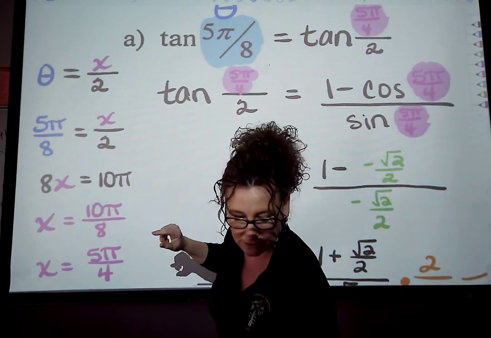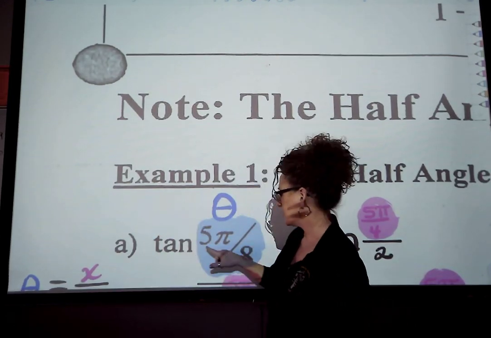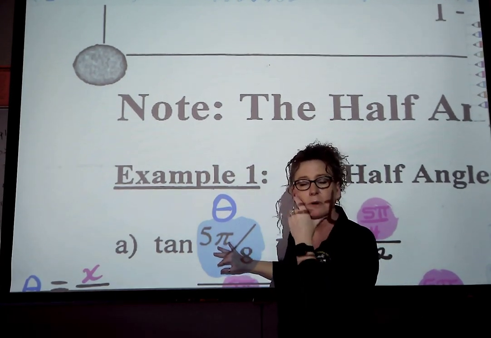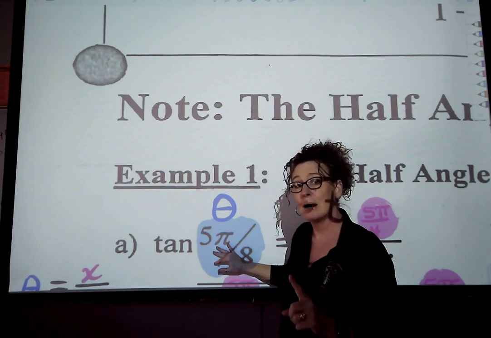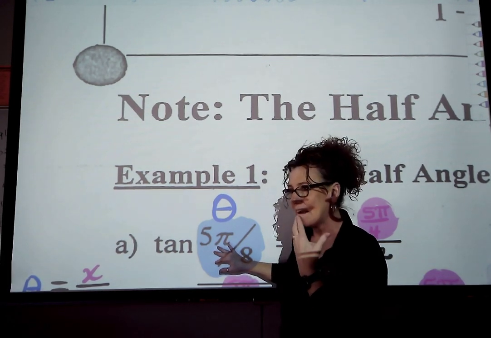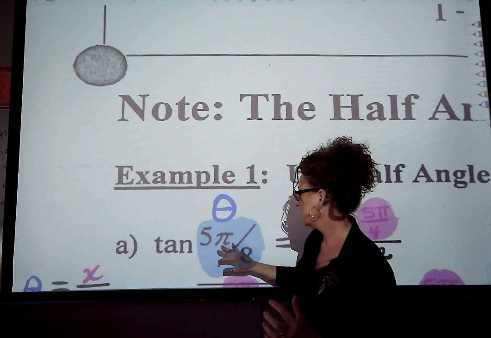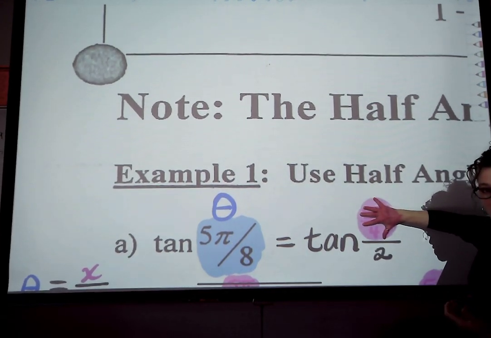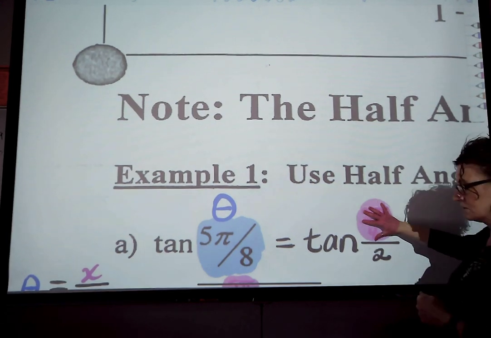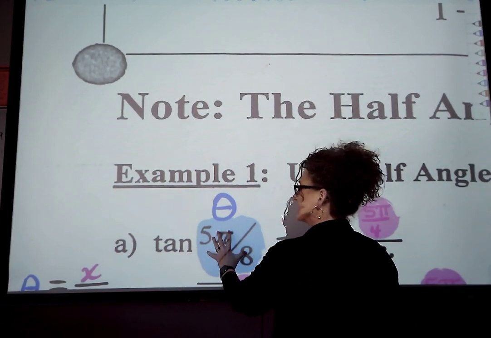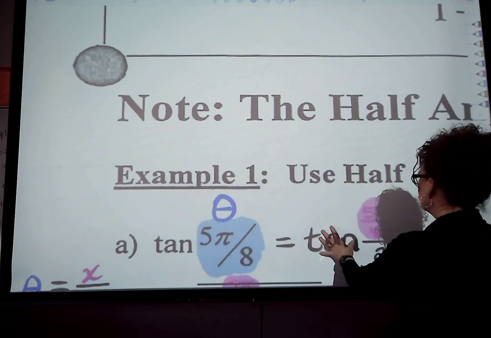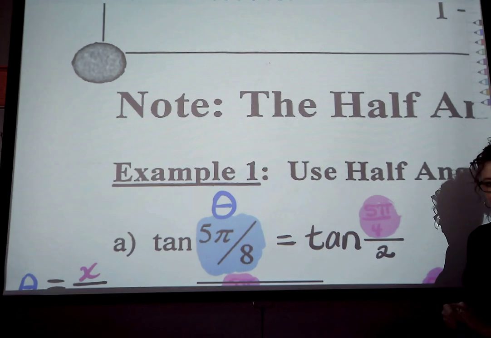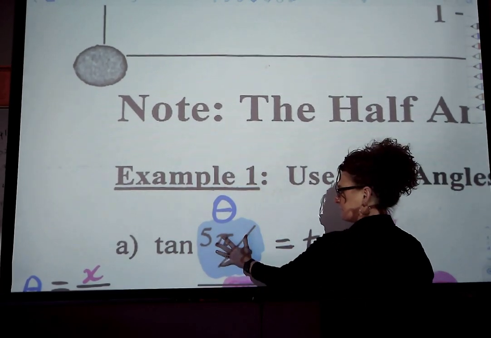The problem was tangent of 5 pi over 8. That's still going to be part of my final answer. That's what I'm trying to find, tangent of 5 pi over 8. But in order to find it, I'm going to use the formula, and 5 pi over 4 is my common angle. Okay? So tangent of this is the same thing as tangent of 5 pi over 4 cut in half. These represent the same things.